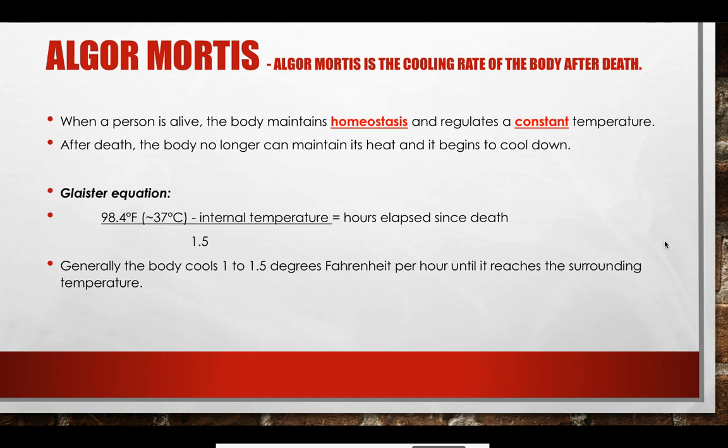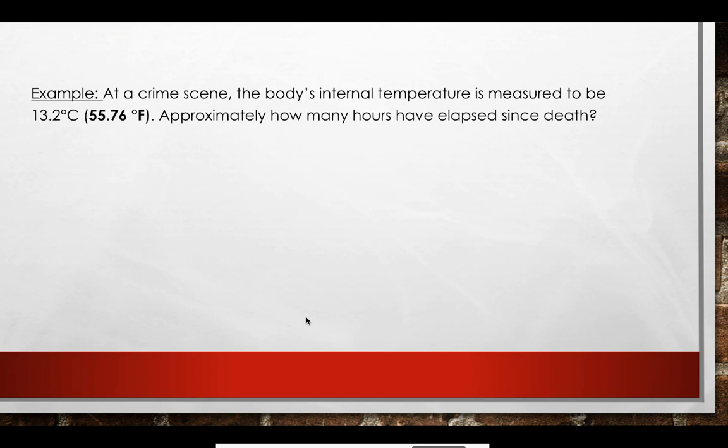So it's really important to remember that this is typically measured in Fahrenheit, which is an American unit, instead of Celsius, which you may see more frequently. So let's go ahead and do an example. It says, at a crime scene, a body's internal temperature is measured to be 13.2 degrees Celsius, or 55.76 degrees Fahrenheit. Approximately how many hours have elapsed since death?